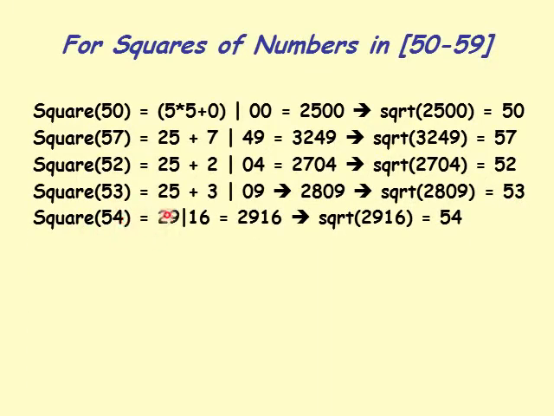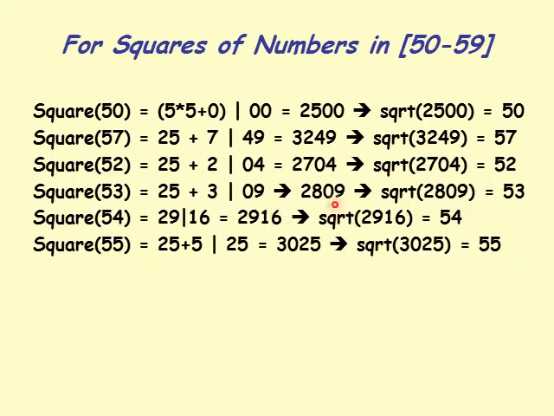Square of 54 is 2916, and the square root of 2916 is 54. Square of 55 is 3025, and the square root of 3025 is 55. See the square root of 55? You can also find this since it ends in 5, so we can use the previous formula: on the left is 5 times 6, which is 30, and on the right it is 25.